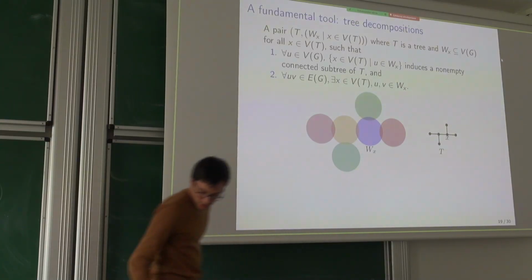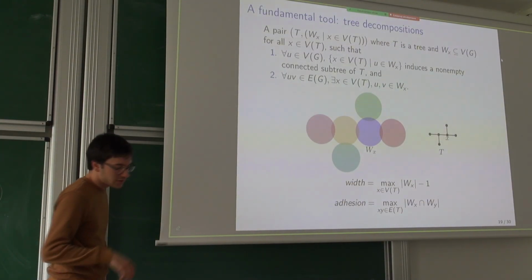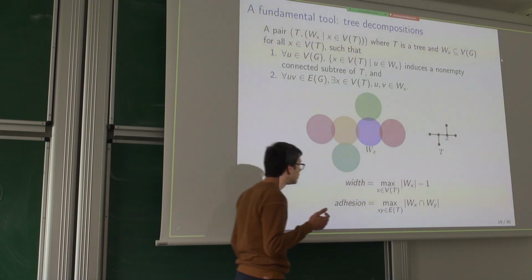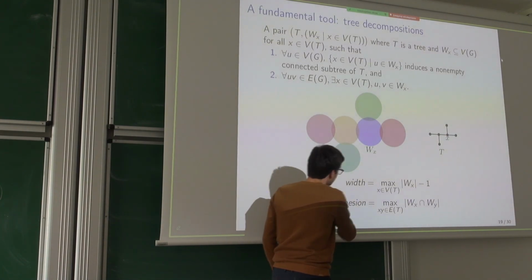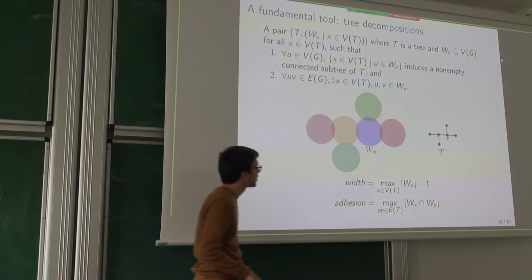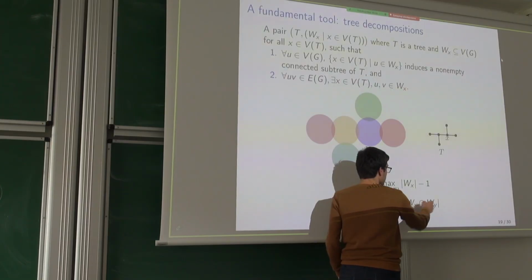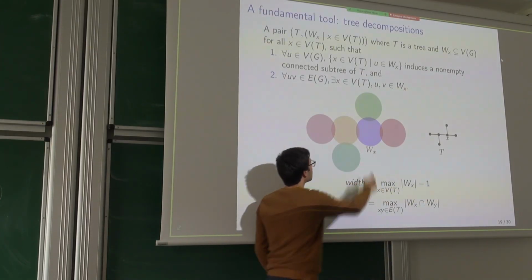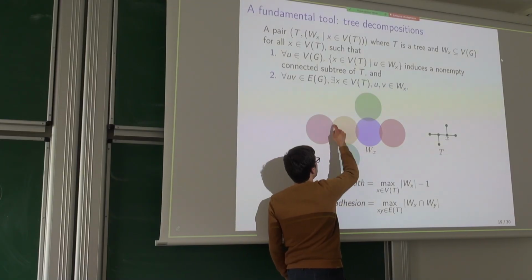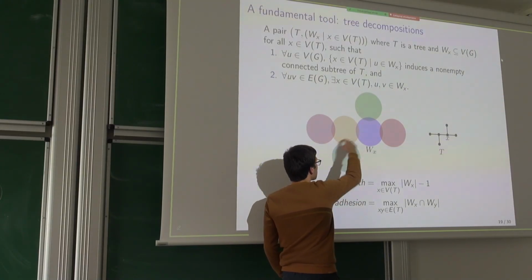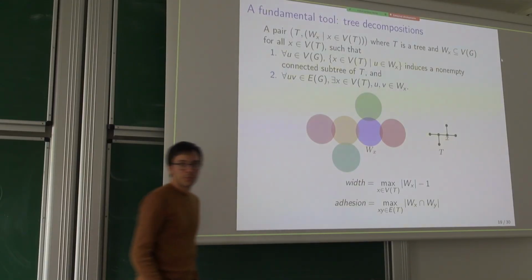So this is the definition, and now the width of a tree decomposition is the maximum size of a bag minus 1. And the adhesion can be useful also. It's the maximum, over every edge xy in the tree, of the size of W_x intersection W_y. So it's the maximum size of an intersection like this. This is the adhesion, and the width is the maximum size of a bag.